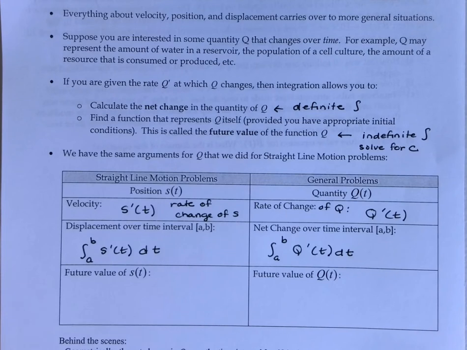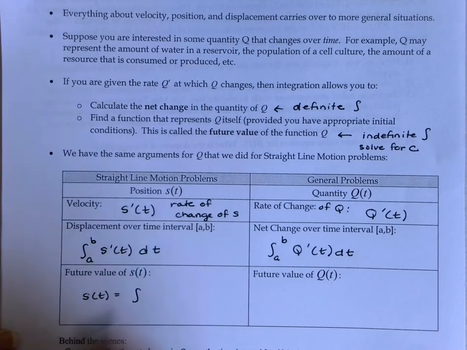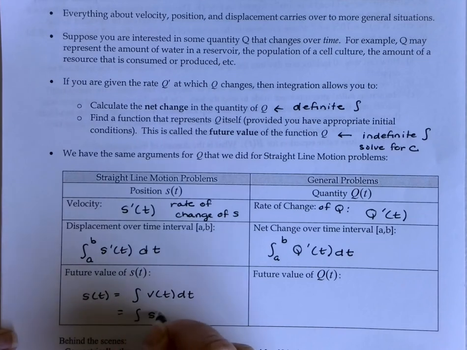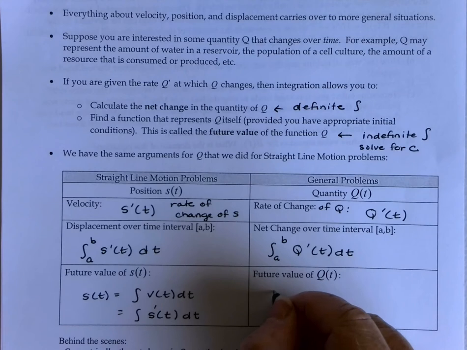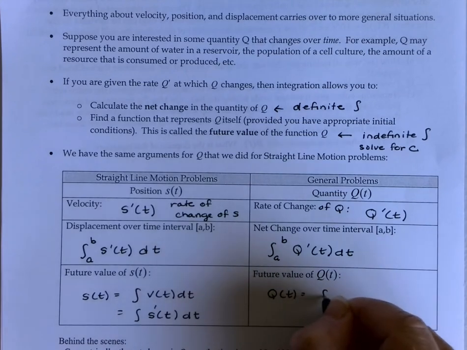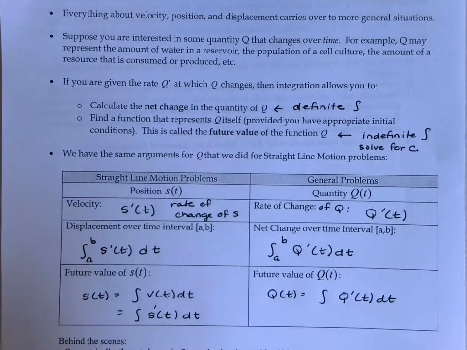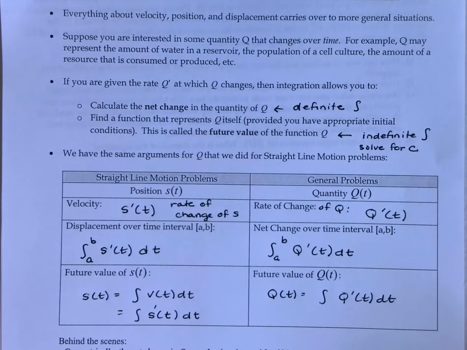All right, finally we have our future value equations. We know that if we knew velocity, we could get the future value, or the value of the position, simply by doing the integral of the velocity function. Or we could have written that as the integral of S prime of t, dt. And in the same way, the future value of Q of t would simply be the integral of the derivative Q prime. So the same thing is happening on this side as is happening on this side. This is just the more general way to look at it.